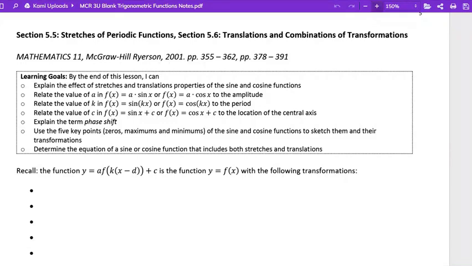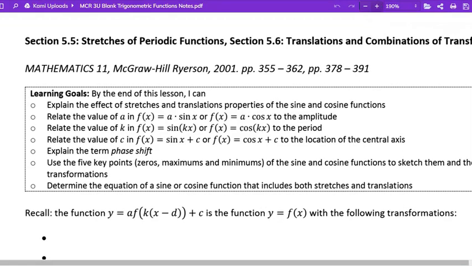All right. So today we are going to explain the effects of stretches and translations. So we're going to look at how various transformations will change the sine and the cosine function. We are going to relate the value of A. So what does the vertical stretch do? And we're going to connect it to the amplitude. Oh, we're going to look at what K does. What does the horizontal stretch do? And if the vertical stretch affects the amplitude, what does the horizontal stretch affect?